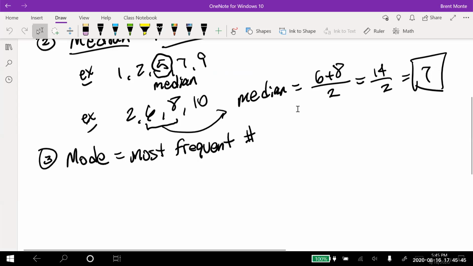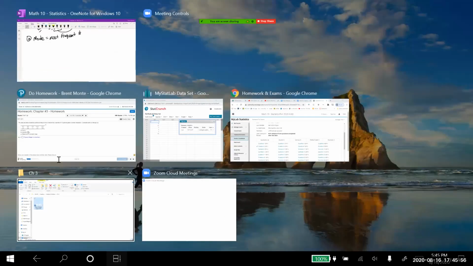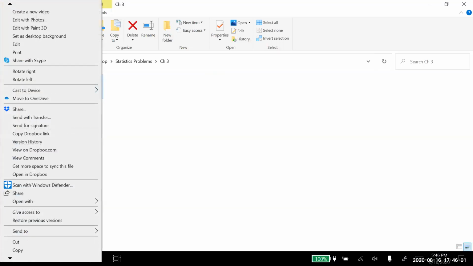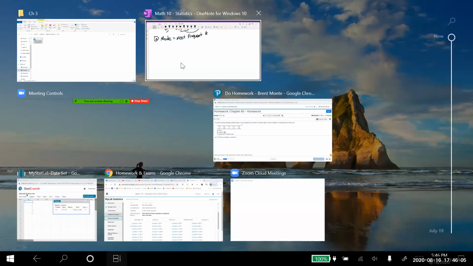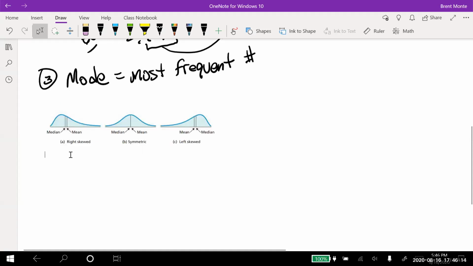So there's one more thing I wanted to bring up about what the distribution looks like based on the mean and the median. So let me pull up a picture for us real quickly. And the picture I have in here, I'm going to copy that. And I'm going to go paste it in where I need it, which is right here. Okay, now here's 3 different distributions and the mean and the median.